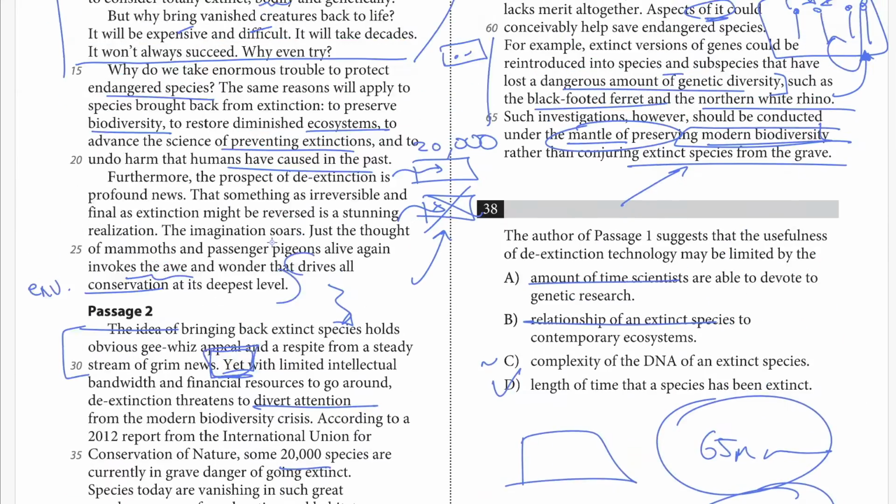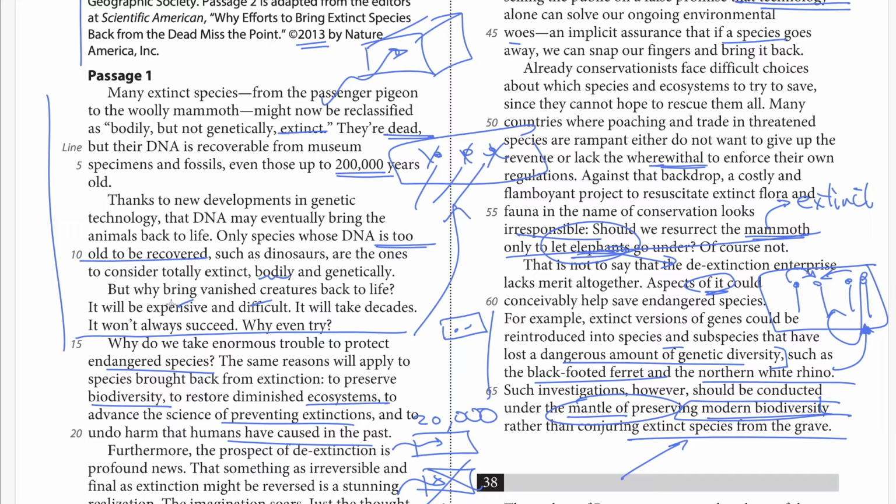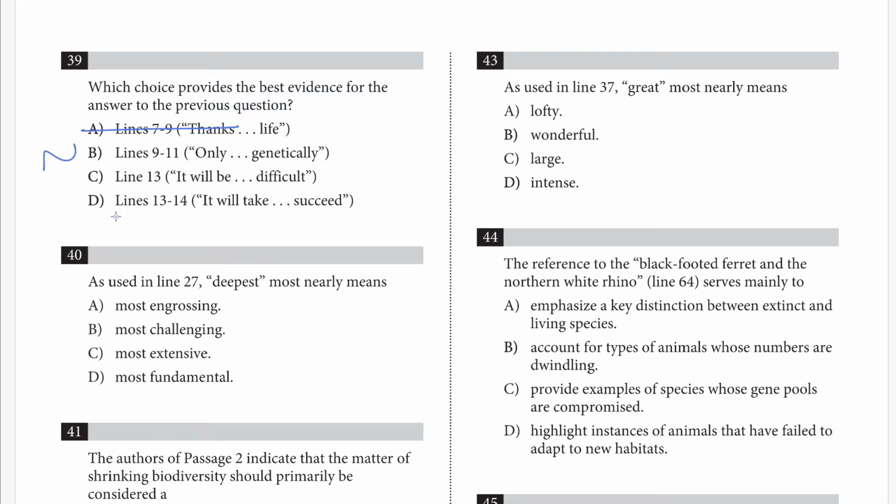Okay, so what's 13 talking about? But why bring vanished creatures to life? So that's not right. It would be expensive and difficult, etc. It'll take decades. This is talking about time, but not the time that we want, right? It's just talking about the future, how long it'll take. So it won't succeed. So both of these, 13 and 14, are wrong.